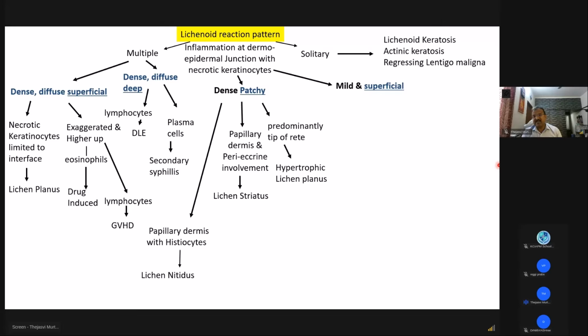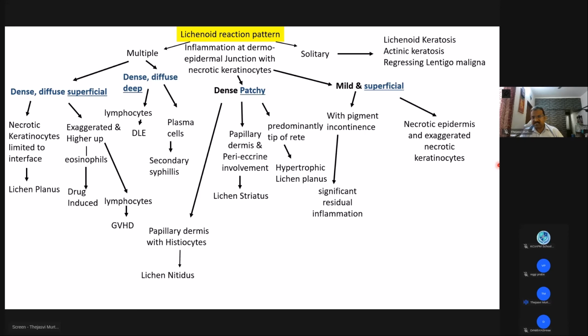Now, going further, we finish with the dense category and go on to mild and superficial. There are two things here: pigment incontinence, and necrotic epidermis with exaggerated necrotic keratinocytes. With pigment incontinence and significant residual inflammation, where you are able to recognize the inflammation, you have lichen planus pigmentosus.